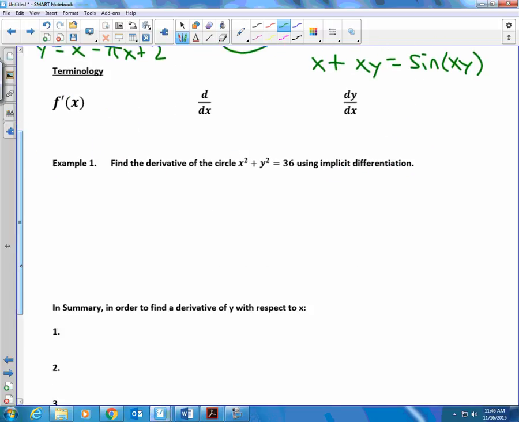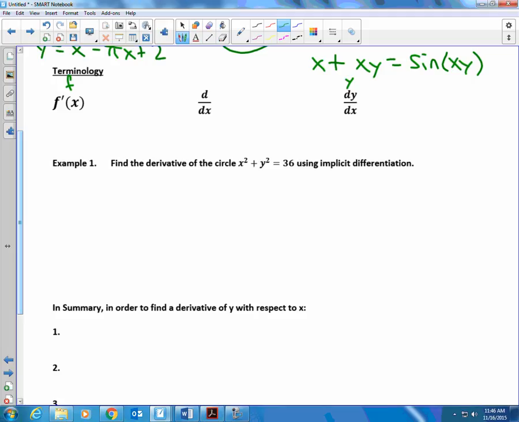And so we need to come up with some new terminology. This is the derivative of the function with respect to x. This is the derivative with respect to x. This is the derivative of y with respect to x. See how they are all with respect to x? But this one names the function f, and this one names the variable y. This one does not. And we are going to use this terminology to find a derivative of x squared plus y squared equals 36. We're going to do what's called implicit differentiation.